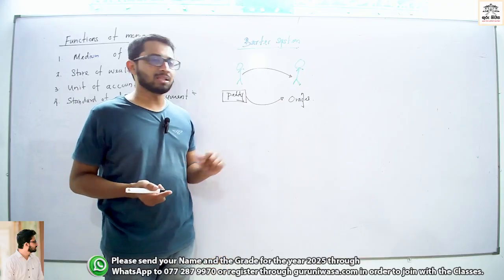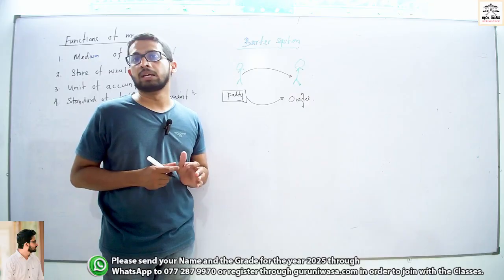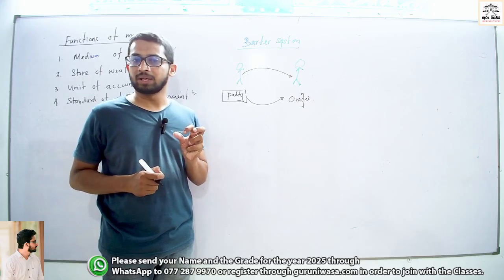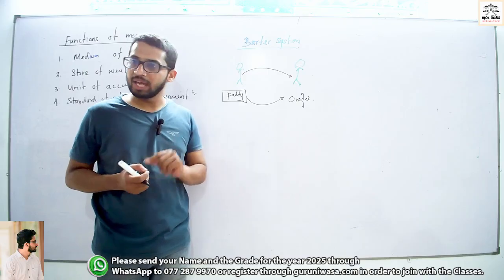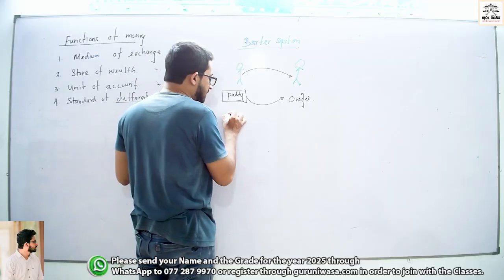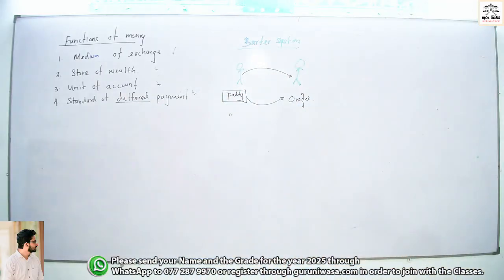You get the point? So the barter system got rejected because of some drawbacks. There were some drawbacks, but the main one was the bottleneck of the barter system. The main drawback is the double coincidence of wants. Remember this one. The barter system got rejected due to several reasons, but the bottleneck, the main reason, is double coincidence of wants.